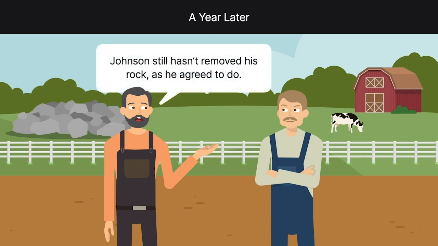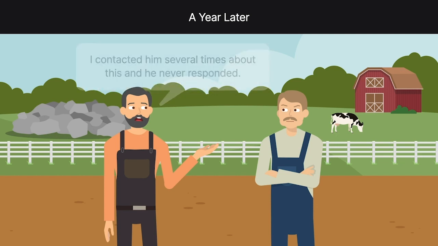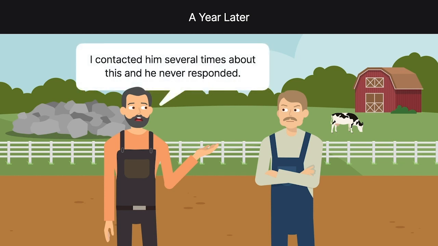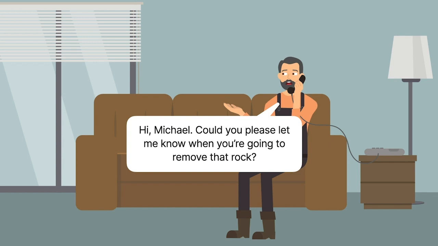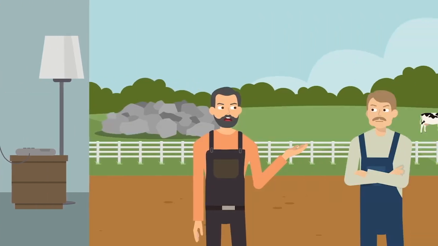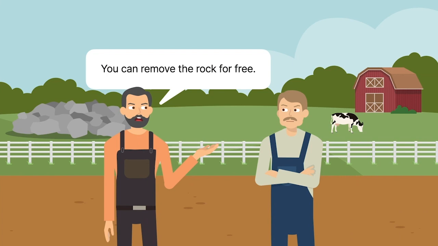Larson told farmer Joel Penny that the rock was still on Larson's property, even though Johnson agreed to remove it. Larson said he reached out to Johnson multiple times about when it would be removed. Johnson hadn't responded. Larson asked Johnson again if Johnson intended to remove the rock. Johnson still didn't respond. Larson gave Penny permission to remove the rock for free.